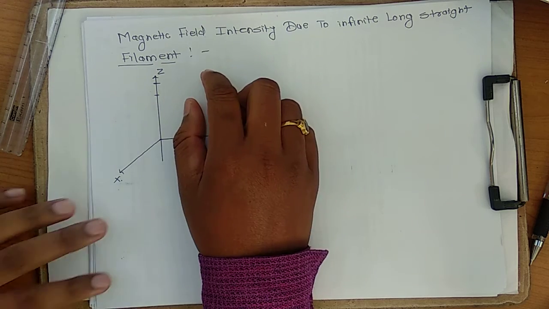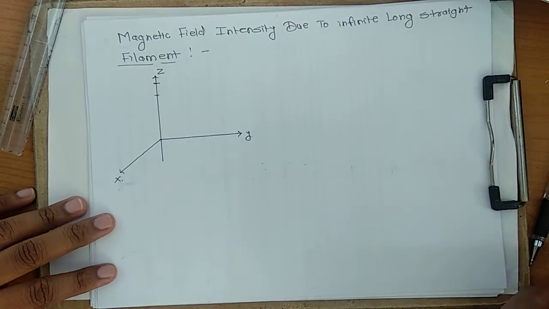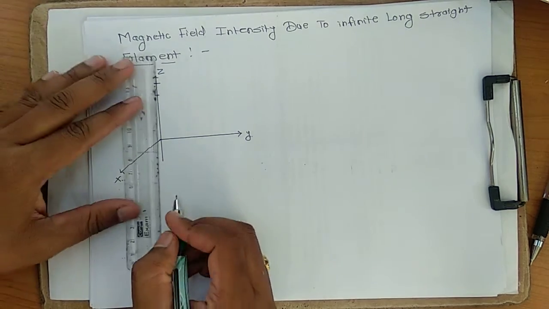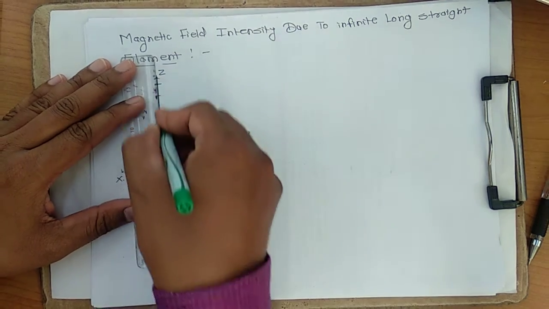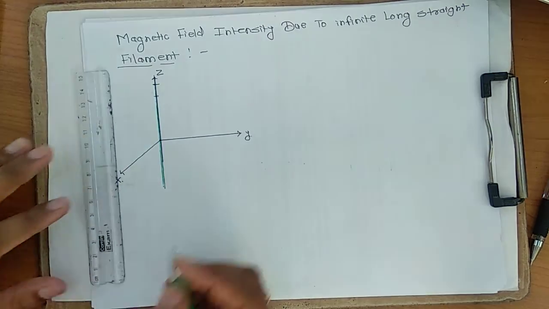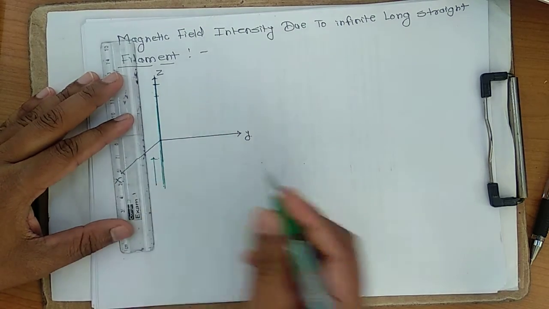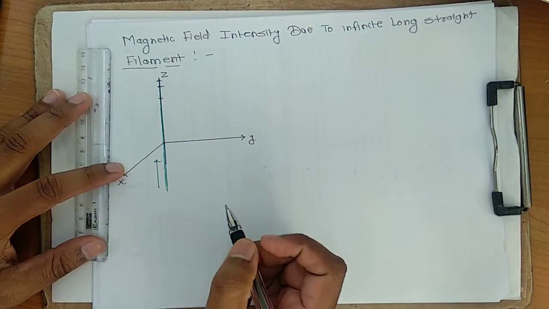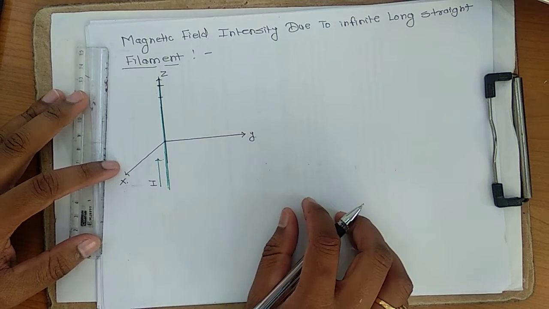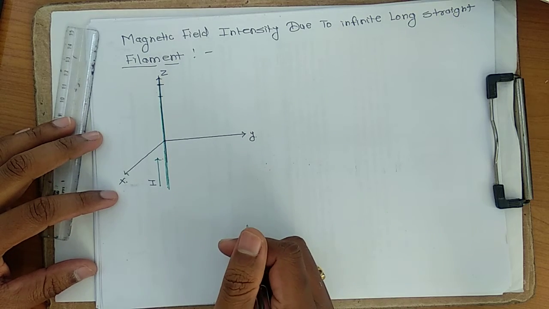You can see here the heading: magnetic field intensity due to an infinite long straight filament. So a long straight filament is there, and current is flowing through that filament. I am making this solid filament with current flowing through it. Suppose the current I is flowing in the upward direction, in the plus Z direction. You can take the minus Z direction also, no problem in that, but for the sake of simplicity we are taking plus Z.